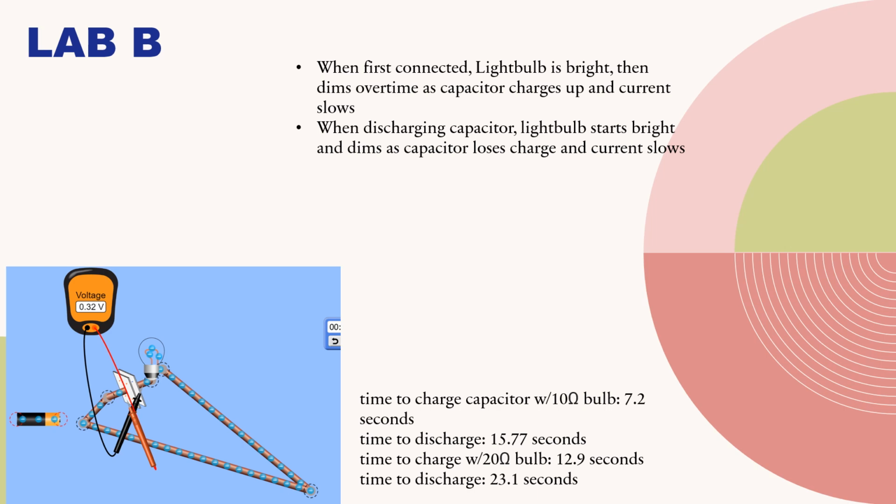The time to charge the capacitor with a 10 ohm bulb is 7.2 seconds. The time to discharge was 15.77 seconds. The time to charge with the 20 ohm bulb was 12.9 seconds, and the time to discharge was 23.1 seconds.